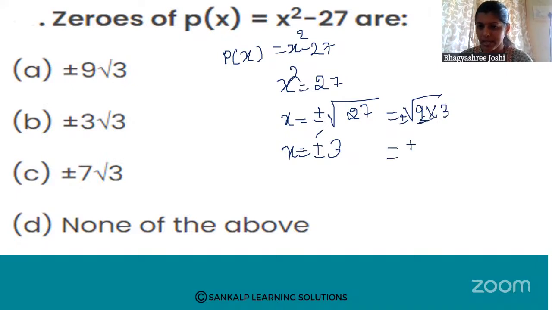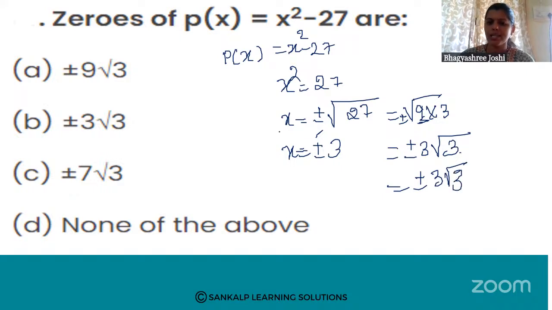Square of which number is it? 3. We are left with 3. So we got plus or minus 3 into root 3. So the earlier answer is wrong. Plus or minus 3 into root 3, so option B is right.